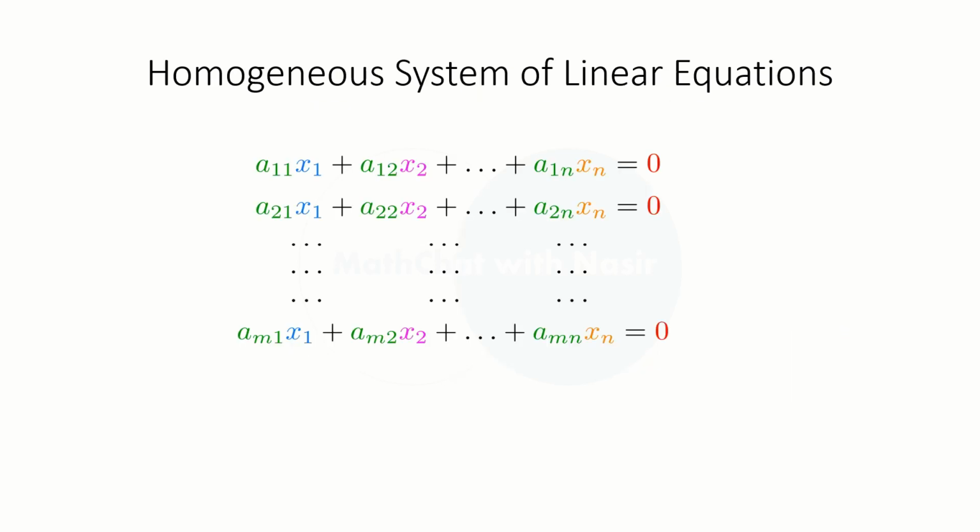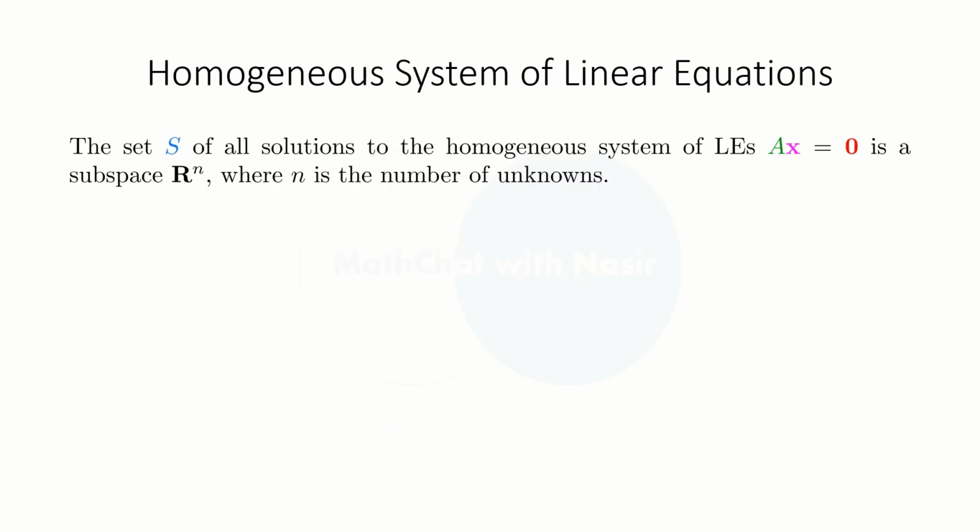One last concept before moving to the second part of the video: a homogeneous system of linear equations. A system of linear equations having all zeros on the right hand side is called a homogeneous system of linear equations. It has the matrix form Ax equal to 0 vector. An important property of a homogeneous system of linear equations is that its solution is a subspace of Rn, where n is the number of unknowns and the vector space Rn is the set of all ordered n tuples.